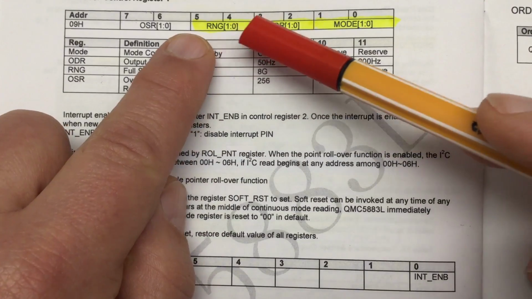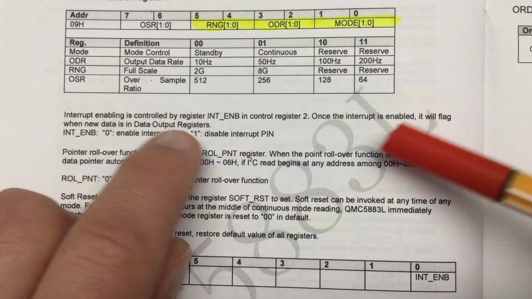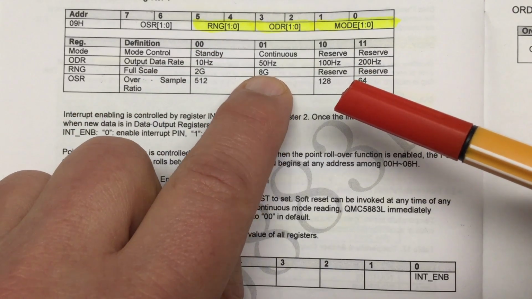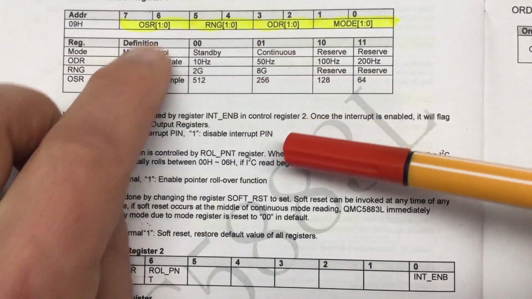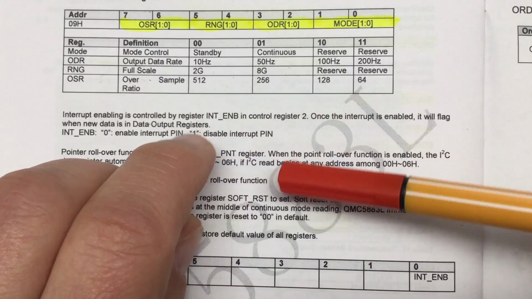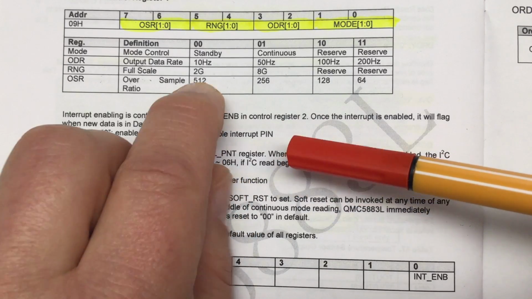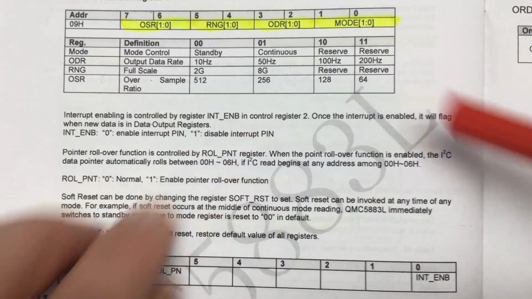Then we have 2 bits defining the full scale of the measurement range. That is either 2 Gauss for 00 or 8 Gauss for 01. Finally, we have 2 bits defining the oversampling rate of the internal digital to analog converter. That ranges from 512 for 00 to 64 for 11.